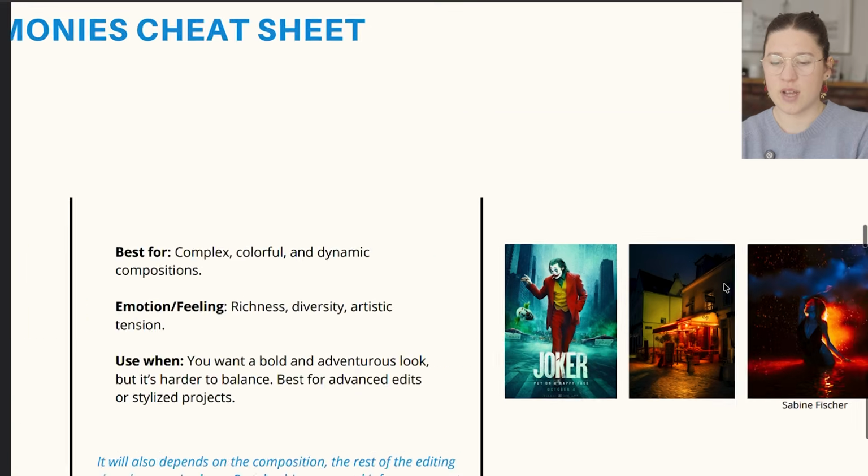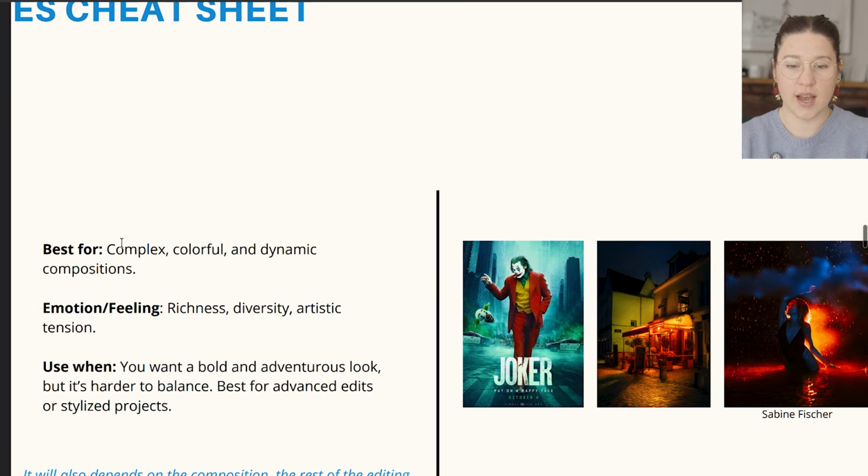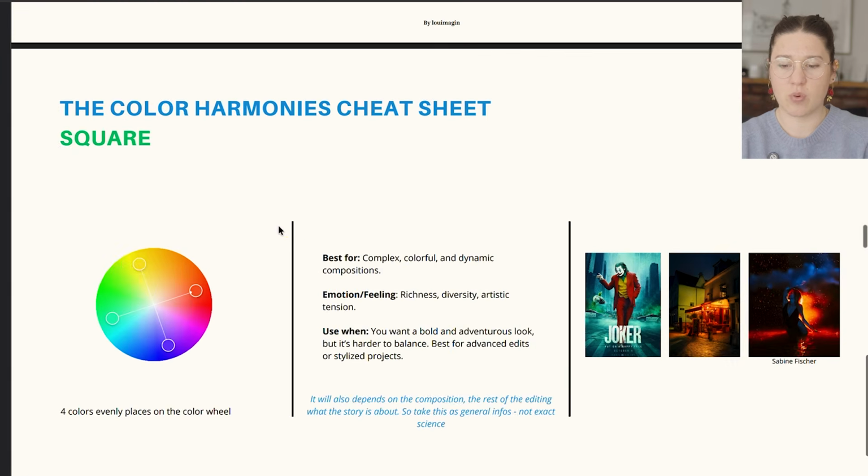Then we have square, that also looks pretty nice. I think square looks nice, and also triadic if you want really tension and maybe a science fiction look. Those 2 color harmonies work really well. So yeah, here I'm talking about square: complex, colorful, and dynamic composition, richness, diversity, artistic tension.